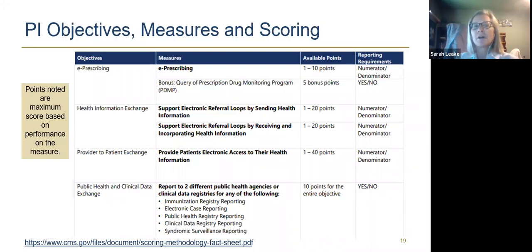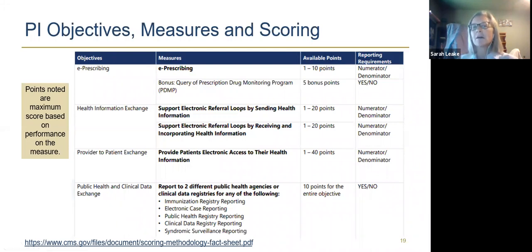First of all, these performance measures do contribute to the PI score, and they're divided into the 4 objectives. So you see on the first column, the 4 objectives, and under those objectives are measures that must be met. The reporting requirements can be either a yes or no, as you can see on the right column, or they are a numerator denominator. If they are a numerator denominator, that means they are scored based on your performance. And that's why the available points can range from 1 to 10 or 1 to 20 for the different measures. So again, you either have a yes, no, or you have a numerator denominator for these measures that you are reporting for 2020.